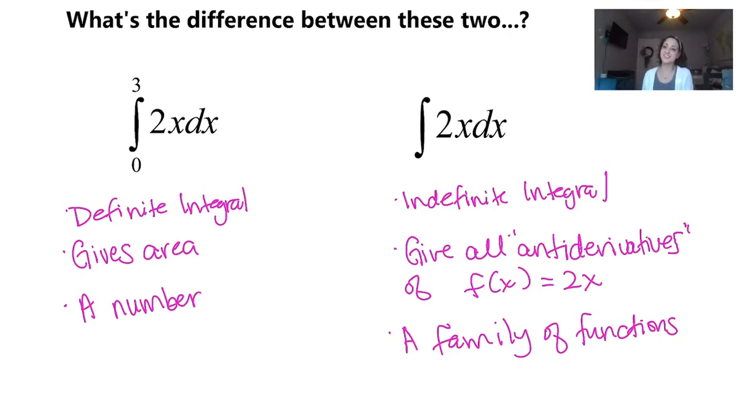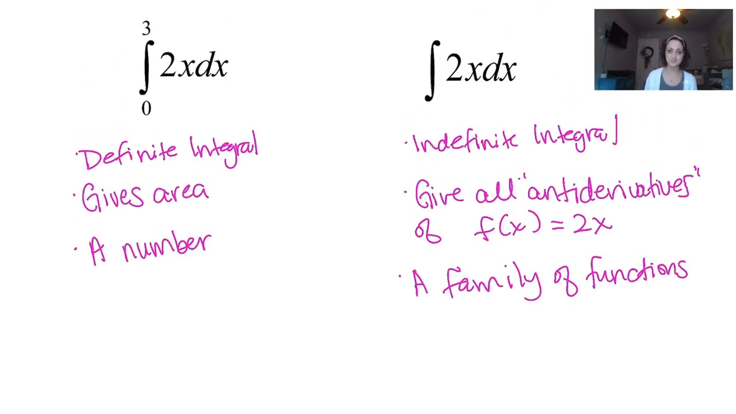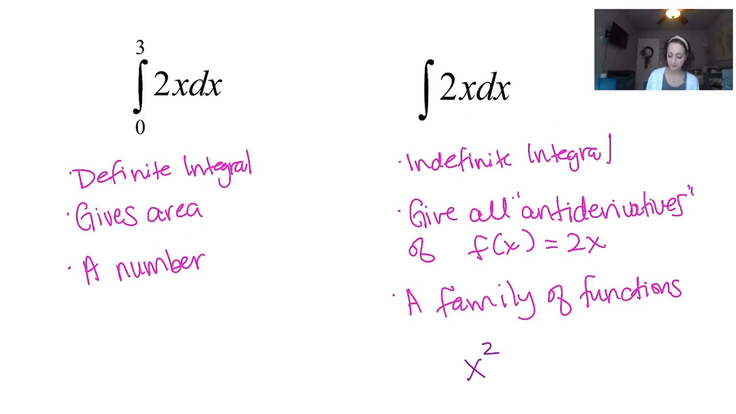Okay, so let me ask you this. Do you think you can think of an antiderivative for 2x? In other words, can you give me a function whose derivative is 2x? What do we think? Yeah, so one option is x squared. Oftentimes we label the antiderivative with a capital F of x. So one option is x squared. Can you think of another option? How about x squared plus 5? Will that work? Yeah, x squared plus any constant would work, right? Because the derivative of a constant is 0, okay?